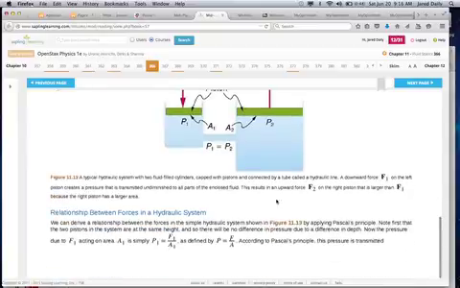This is what we call hydraulics. It's called hydraulics because it is taking advantage of hydrodynamic, it's really hydrostatics, but it's taking advantage of hydrostatic forces and pressures. So it's a hydraulic system.